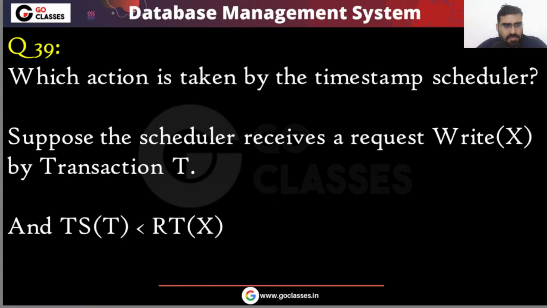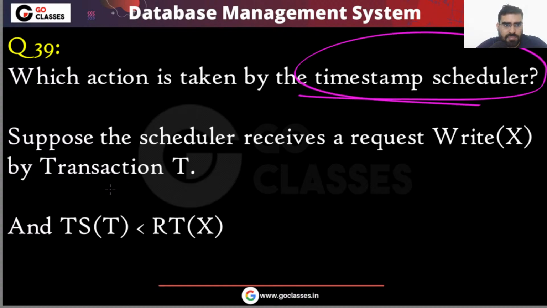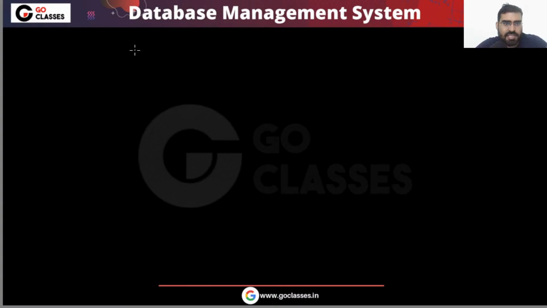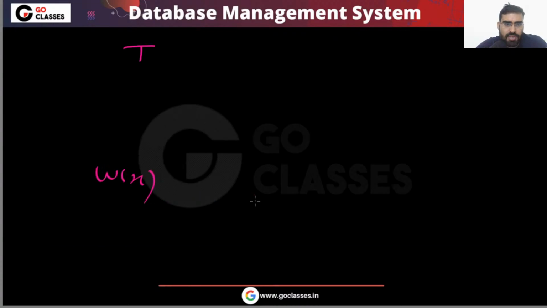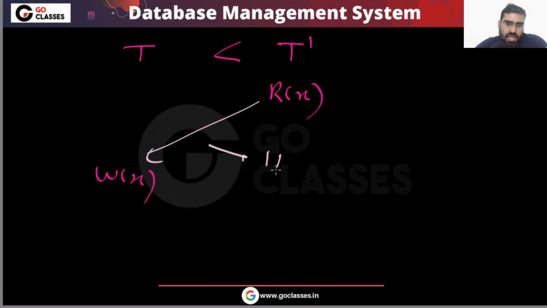What about this question? Tell me the answer. Timestamp scheduler. You want to write X, but there is someone with a higher timestamp who has already read X. So definitely this is not allowed. Yes or no? Definitely this is not allowed by TSP. TSP does not allow it.